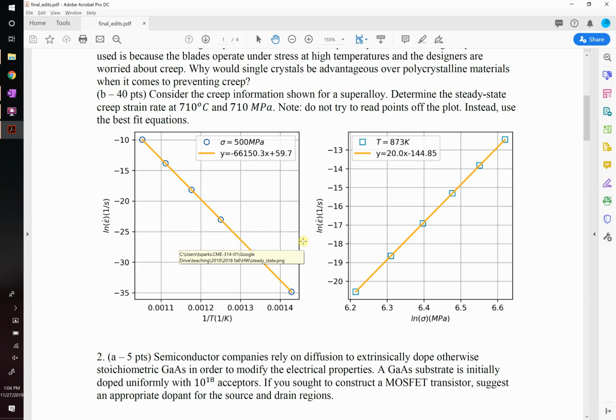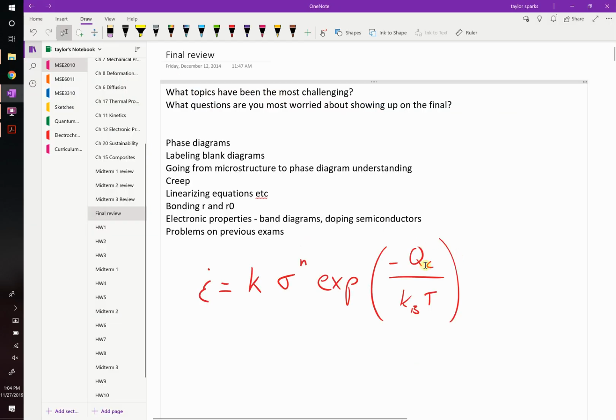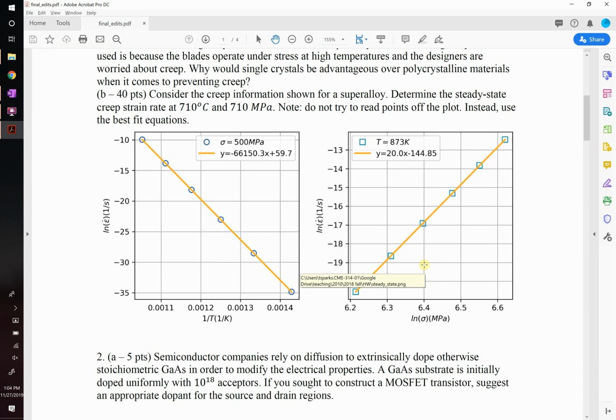So you're going to have to do 2 equations and 2 unknowns. To answer that, now come over here. This is all at the same temperature, and it's not the temperature that we want. It's not 710 Celsius. It's 873 Kelvin, right? But this gives you the effect of stress. So you're going to be able to write 2 equations and 2 unknowns to solve for both the activation energy, which is related to temperature, right? Q sub C, you're going to get that from this plot, and you're going to be able to solve for n from this plot. So the question is how, right?